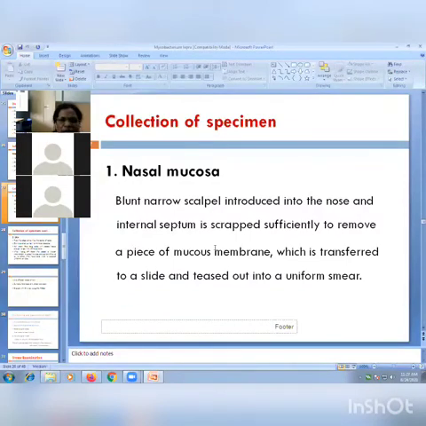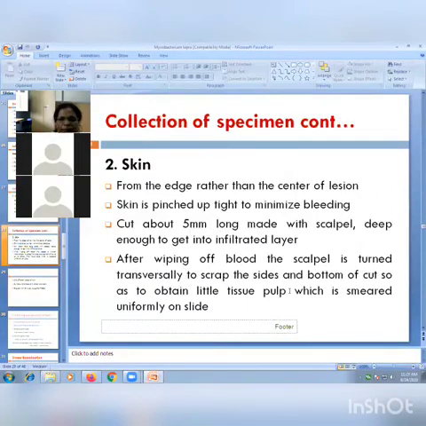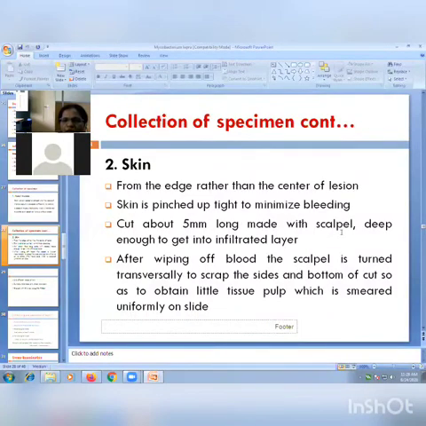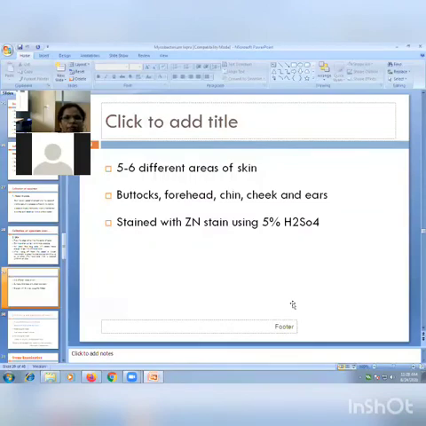The procedure details are given on how it is to be collected. A blunt narrow scalpel is introduced into that site to collect the sample. After wiping, this is the important sample. In short, from the edge of the lesions we should collect the sample. To minimize bleeding, the skin is pinched and cut about 5 mm long. It should be somewhat deep, and after wiping off the blood, the scalpel is turned transversely, and from the bottom of that lesion we should collect the sample.